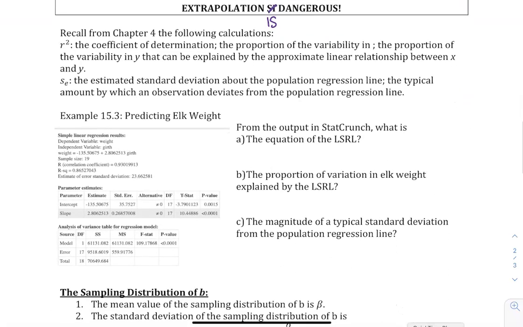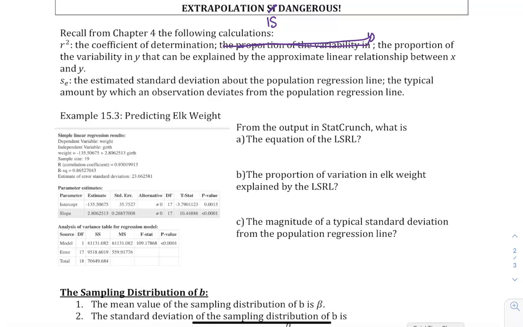Now, recall in chapter 4 that we were interested in finding R squared and the standard error. R squared is the coefficient of determination, and it's finding the proportion of the variability in Y that can be explained by the approximate linear relationship between X and Y.